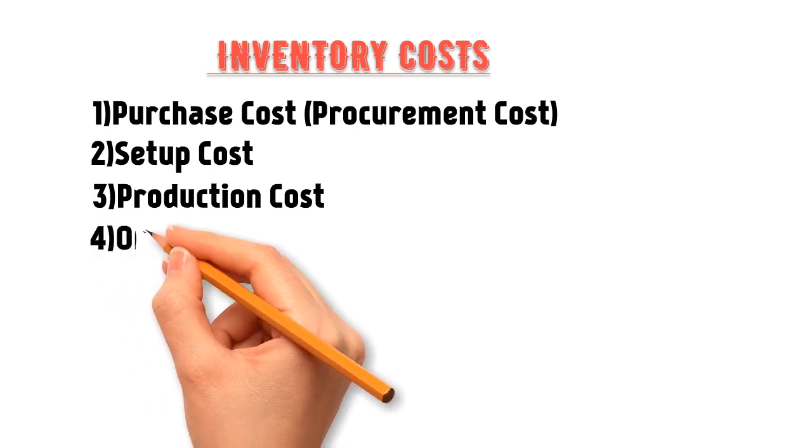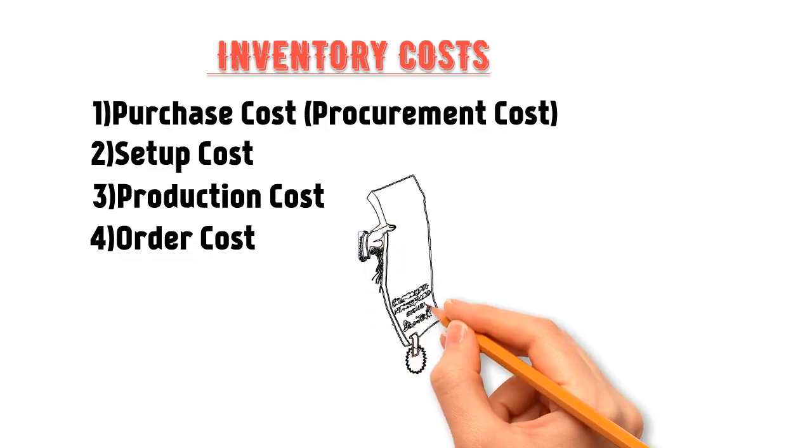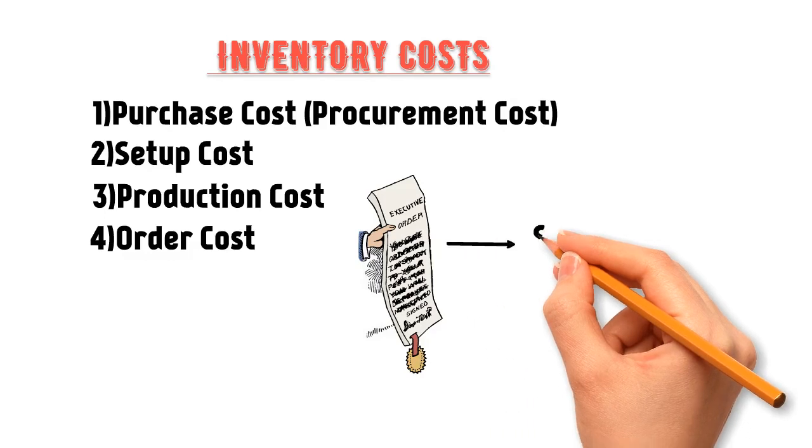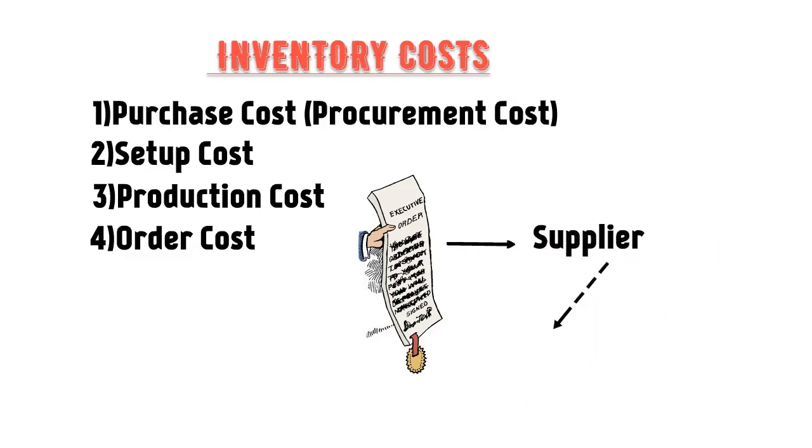Then the order cost. The cost is relevant when the item is supplied from outside. An authorization note in the form of a purchasing order is to be placed to the supplier. The cost of preparing and placing the order for the item in required quantity and quality under agreed terms and conditions is referred to as order cost. Usually it is measured per order basis.